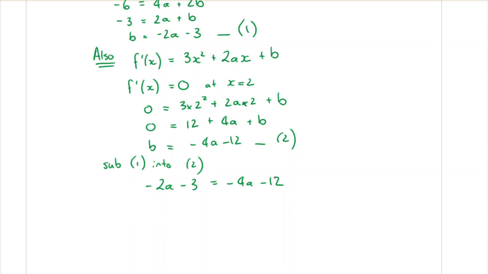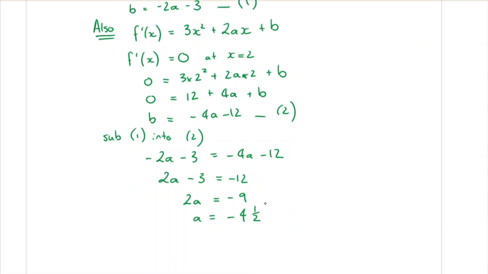And I can solve for a. I'm going to take the smaller a term, which is the negative 4, and add it across to the other side. We'll make a positive 2a minus 3 equals negative 12. Moving the minus 3, I'm going to add it to the other side, which will become negative 9. And finally divide by 2. So it's minus 4.5. I have found a.